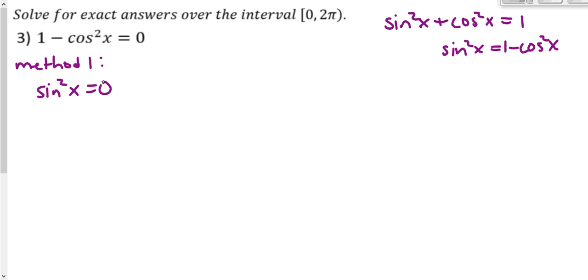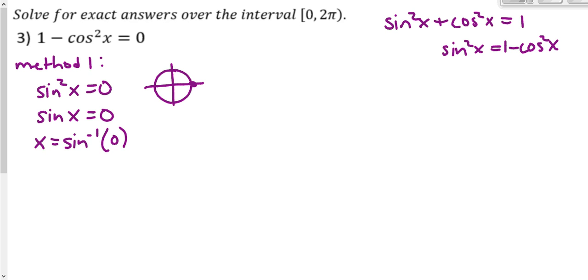Now we're solving for x. Let's square root both sides, and the square root of 0 is just 0. Now let's take the inverse sine of both sides. So x is inverse sine of 0, the angle whose sine is 0. Let's see, that's another quadrantal one. Unit circle. We would be either at 0 degrees or at 180 degrees. Convert those to radians, and we have 0 radians or pi radians.